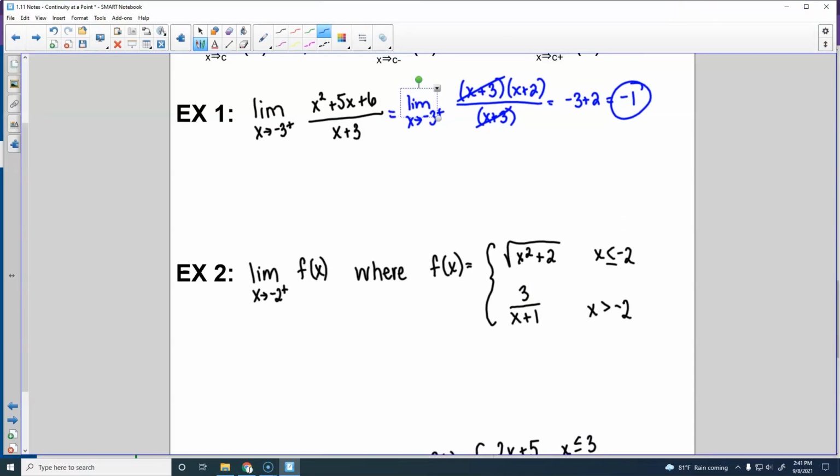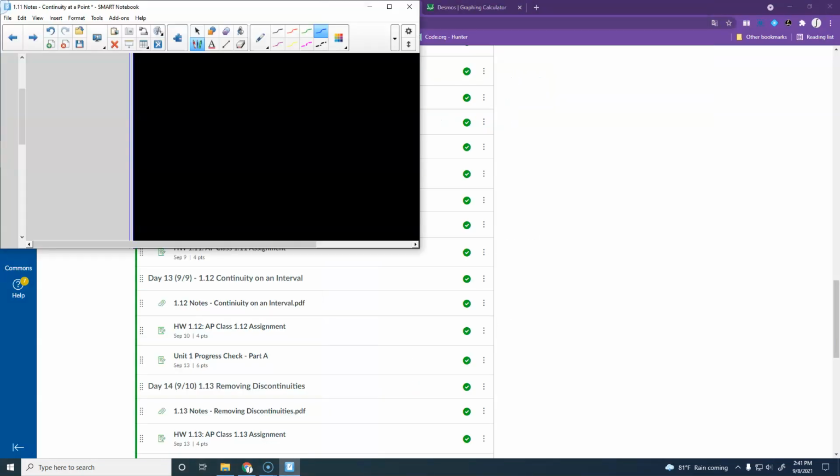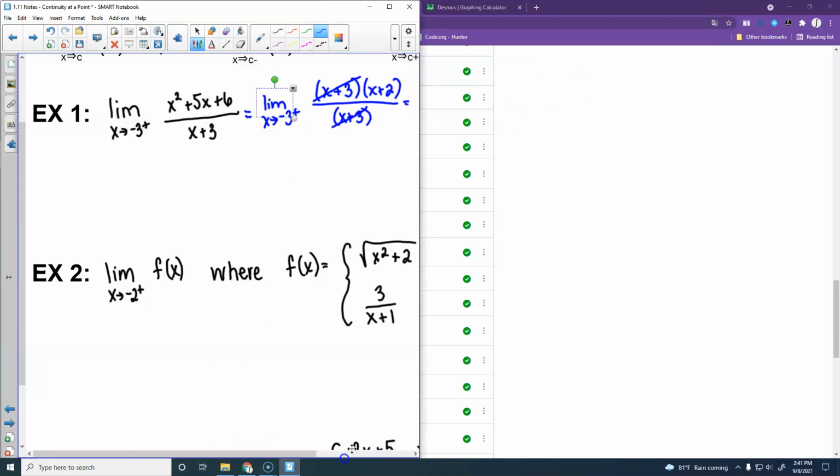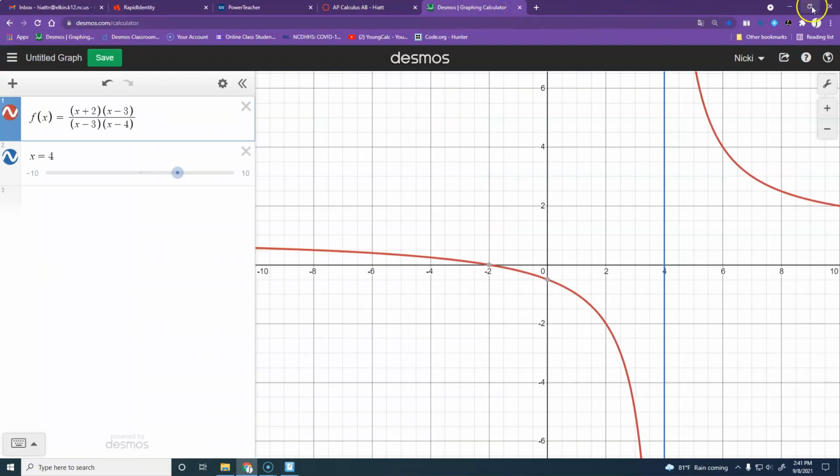Okay? So we're going to look at the graph on this one, although you don't have to graph all these, but I like for you guys to picture what we're looking at.